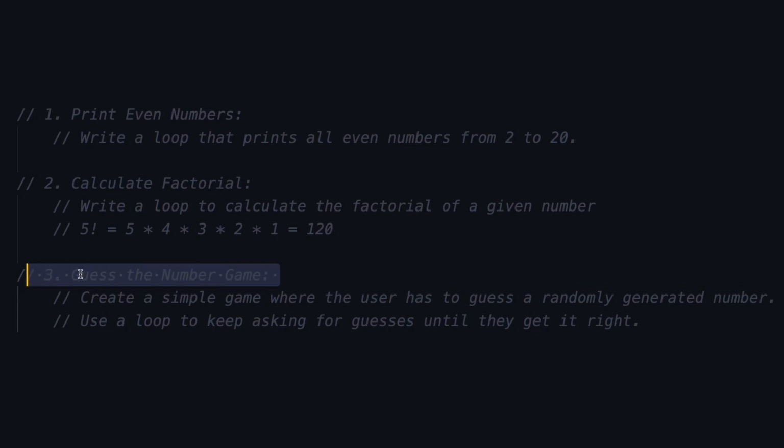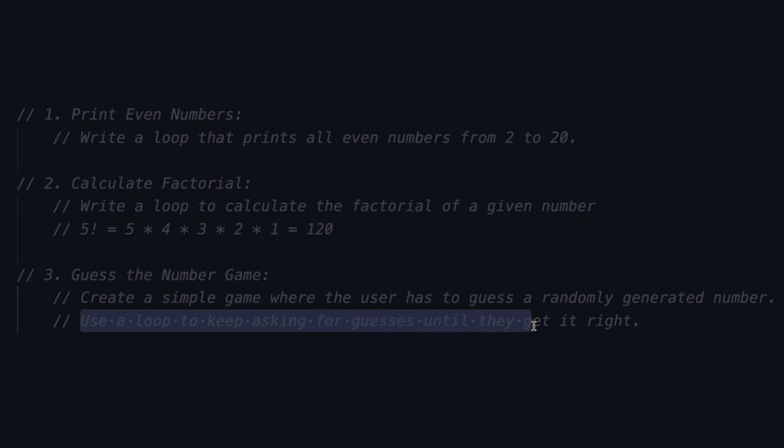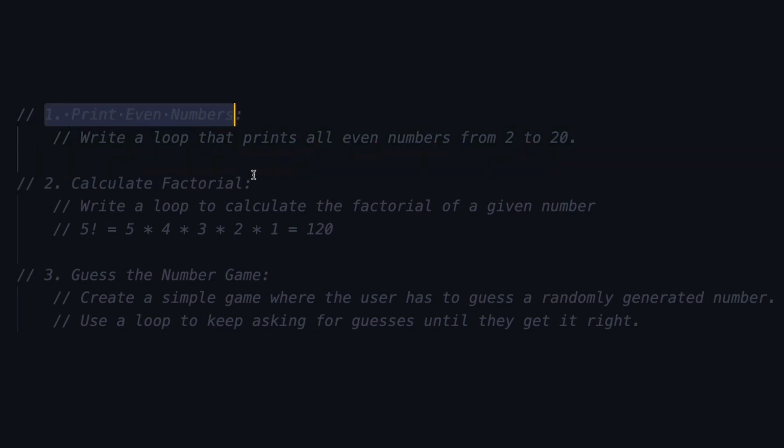And the last exercise is the guess the number game. So you need to create a very simple game where the user has to guess a randomly generated number, and this could be in a function, for example. You need to use a loop to keep asking for guesses until they get it right. You don't have to solve all of these exercises, just try to solve each of them for 10 to 20 minutes, and if you cannot, then come back for the solution.